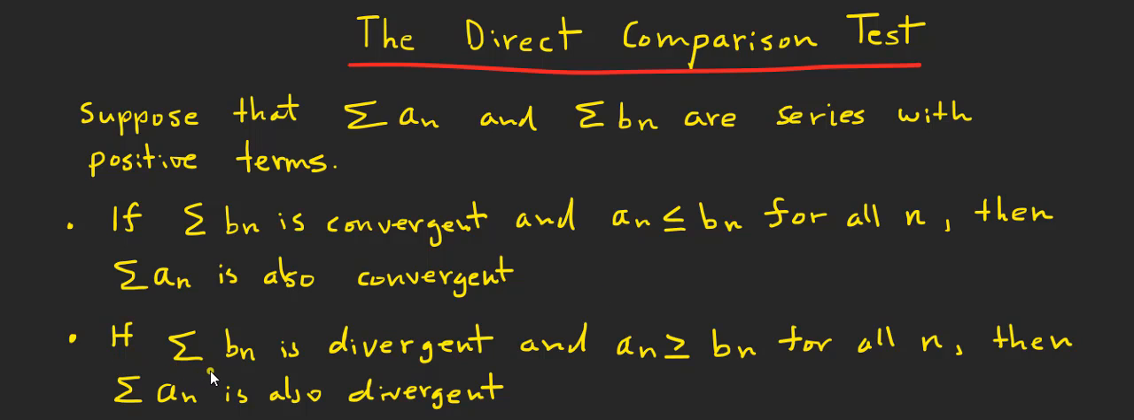And if the infinite series of b of n is divergent and a of n is greater than or equal to b of n for all n, then the infinite series of a of n is also divergent. So this basically says that if the smaller infinite series diverges, then we know that the bigger infinite series also diverges. Let's take a look at some examples of direct comparison tests.